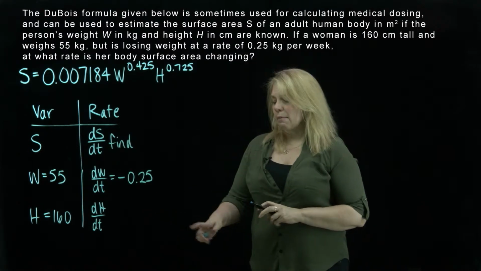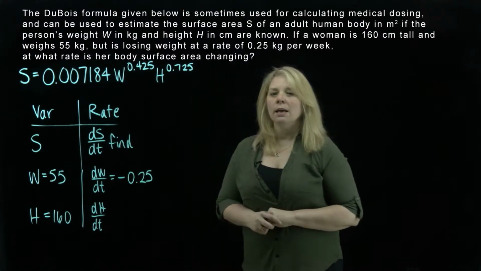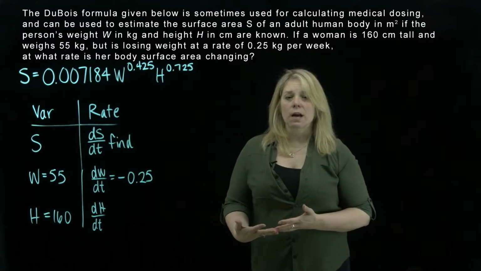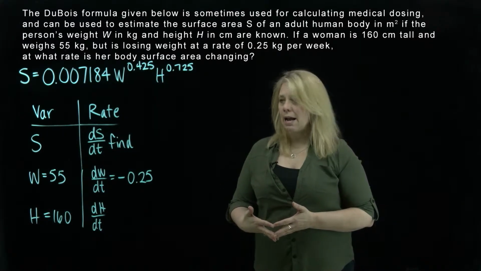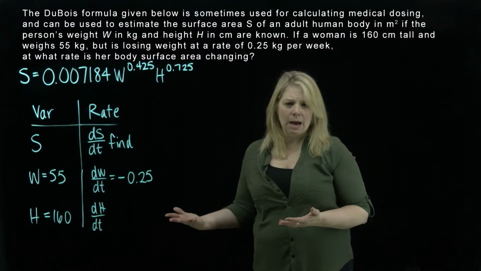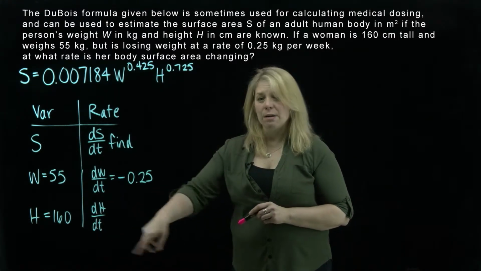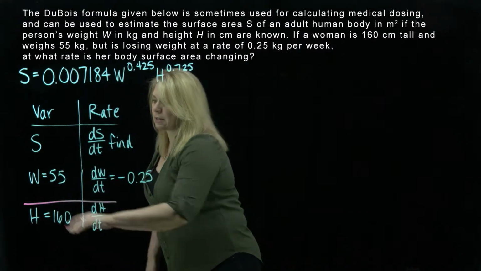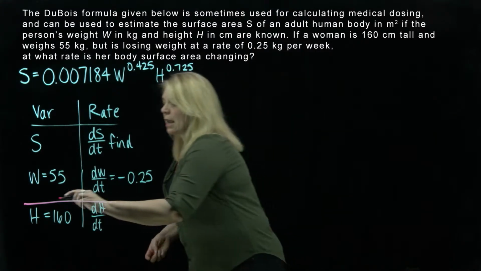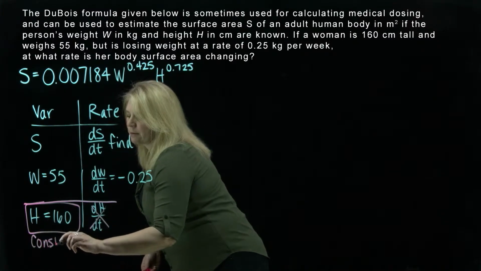All right, the other important thing about this problem, besides the fact that we have this ugly formula with some ugly numbers here, is that in the description of the problem, it tells us something about height, but it doesn't ask us or tell us anything about whether that height is changing. And if somebody's losing weight, generally, their height would not be changing. So if you read this carefully, you might notice that h is not really a variable here. H is really a constant. So I only have two things that are changing in this problem, body surface area and weight, and h is a constant. So I don't really need to worry about that as a rate of change.